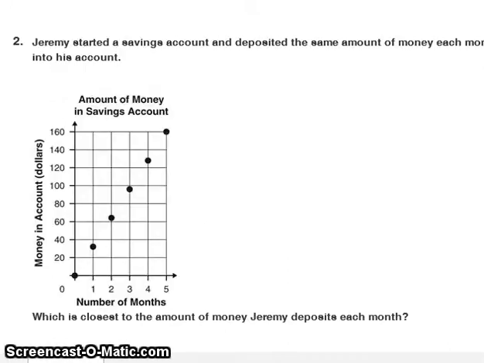Question 2. Jeremy started a savings account and deposited the same amount of money each month into his account. Which is closest to the amount of money Jeremy deposits each month? So looking, I can find the unit rate each month should be somewhere between 20 and 40. I see an exact point up here, $160 in 5 months.